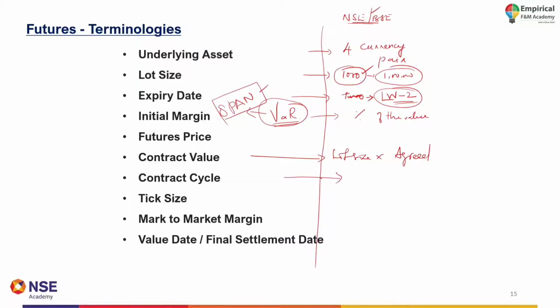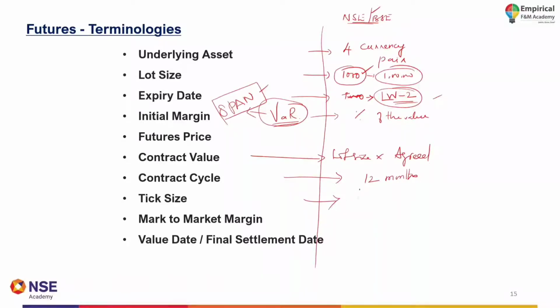At any point of time, we can have a contract cycle. Let's say the expiry date is every month, so we can have the current month, next month, likewise. In currency, we have 12 months contracts.